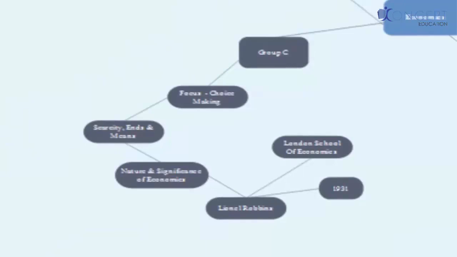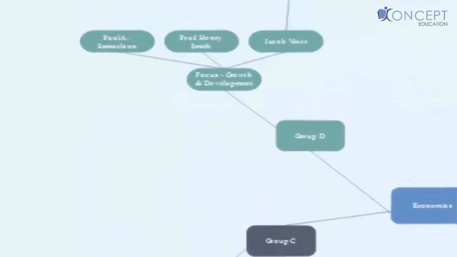Then comes group C, choice making. Now, who are we confused between? Am I the biggest fan of Cristiano Ronaldo or am I the biggest fan of Lionel Messi? No, it's my choice and I'm the biggest fan of Lionel Robbins. Now, Robbins also wrote a book which was very similar to Adam's. So, it starts in the same manner, Nature and Significance of Economics, year 1931. Also, Robbins went through London School of Economics and also three words, scarcity, ends and means. I hope this is all making sense to you now.